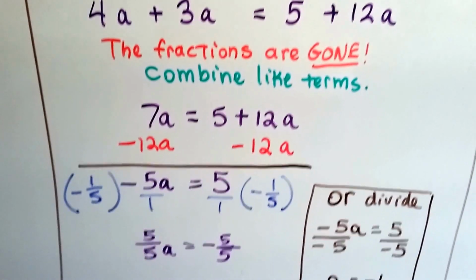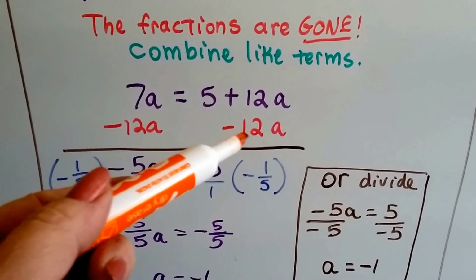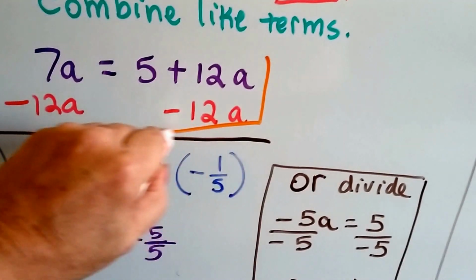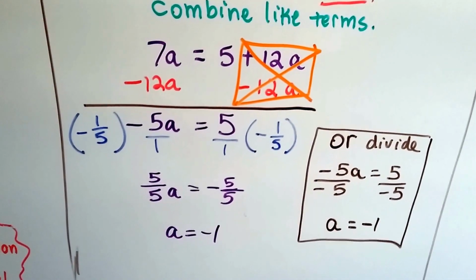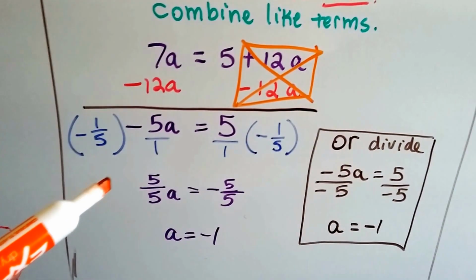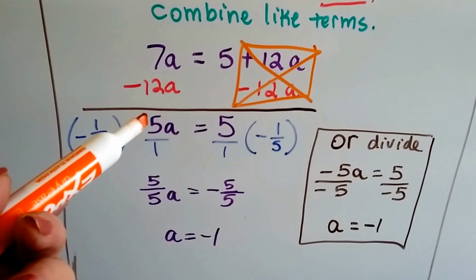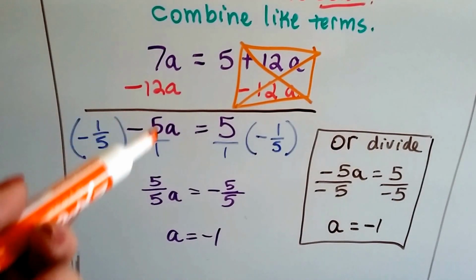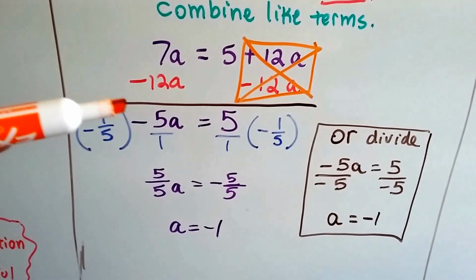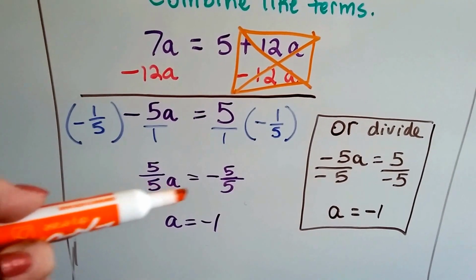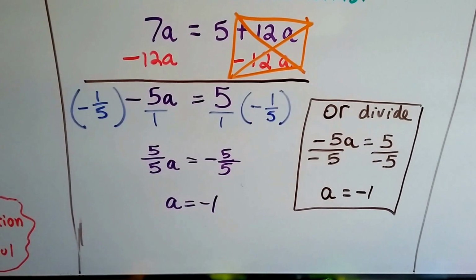We need to get the a isolated on one side of the equal sign. So we can subtract this 12a from this side and create a 0 pair, can't we? And that gets rid of it. Now we just have -5a equals 5. We can use the multiplication property of equality and multiply both sides by the reciprocal of this coefficient, -5, which would be -1/5. It's flipped upside down. And we get a positive, because that's a negative and negative, we get a positive 5 over a positive 5a, and we get a -5 over a -5 on this side, which is a -1.